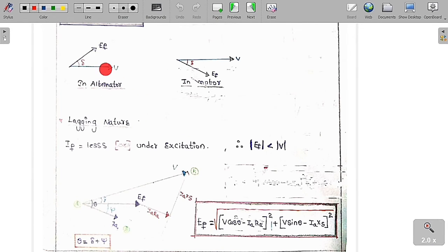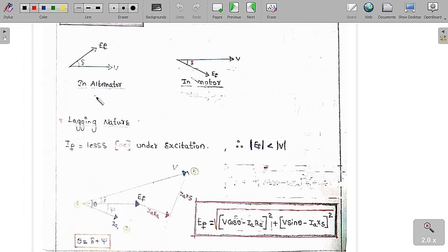So now we are going to draw the phasor diagram for the motor and also the alternator. As I have already told you, for the alternator, EF is equal to V plus IA into ZS. So if I take the reference as V, irrespective of the load, whether it's a lagging load or leading load, definitely we can say that EF is always going to lead the voltage V. It is so in the alternator, but in the motor, it's the reverse case. EF is always going to lag V. This is a concept that you always have to remember.